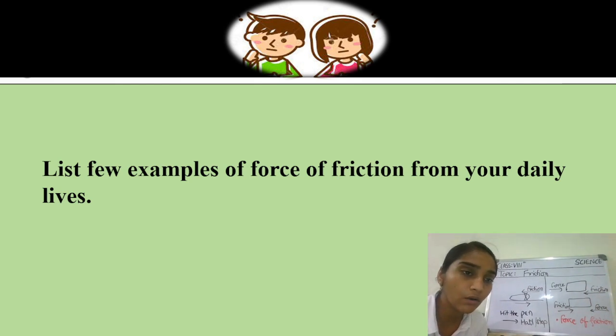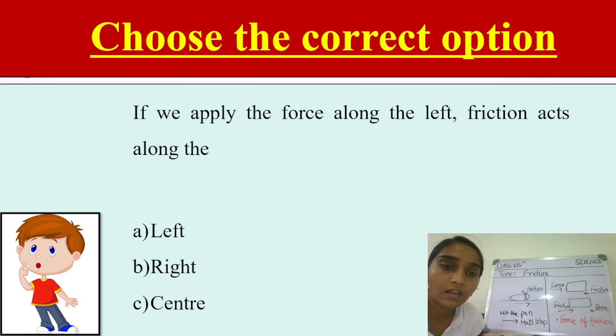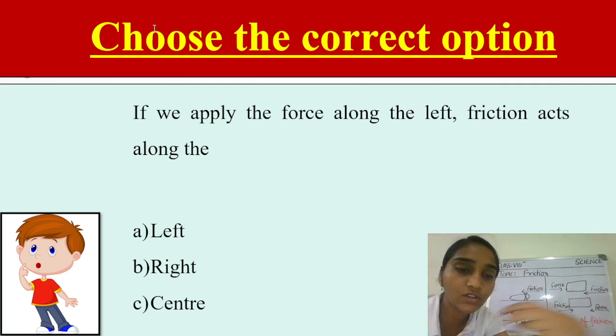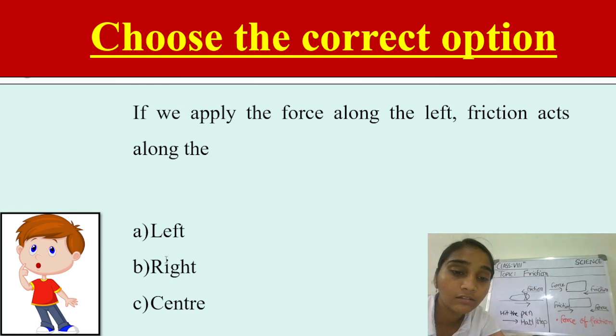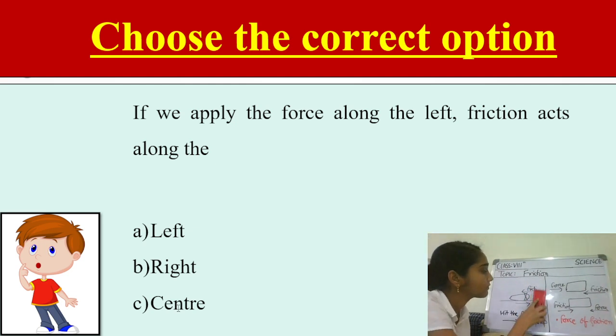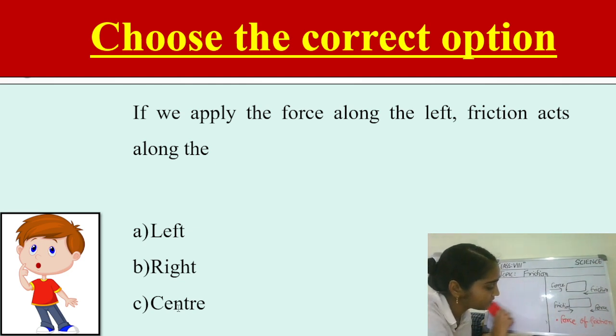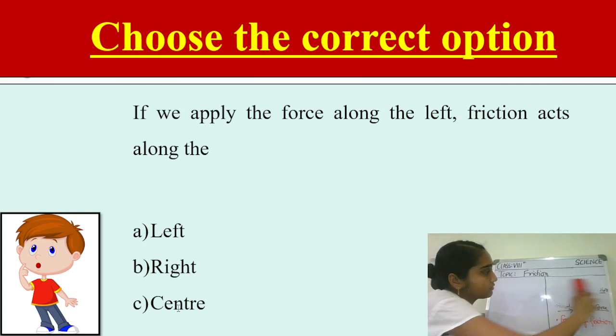Very good, students. Now it's time for you to answer. Choose the correct option. You can write your answer as A, B, C in the comment section. If we apply the force along the left, friction acts along: A, left only; B, right; or C, at the center. And then explain a bit, while writing this statement, why you think it is acting along that direction.